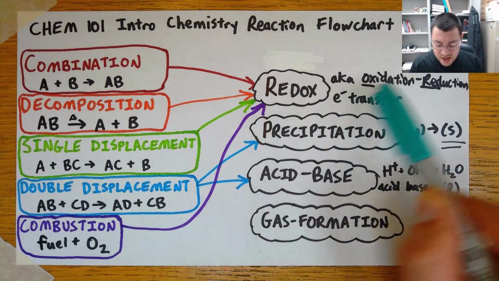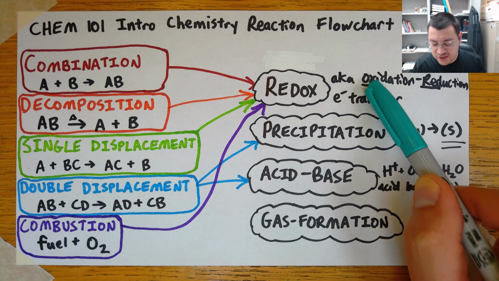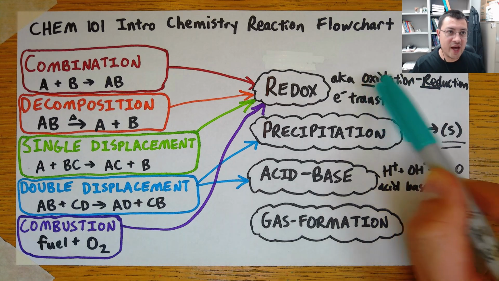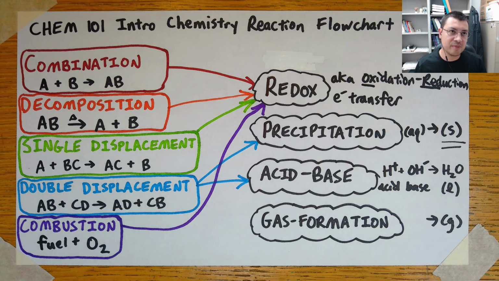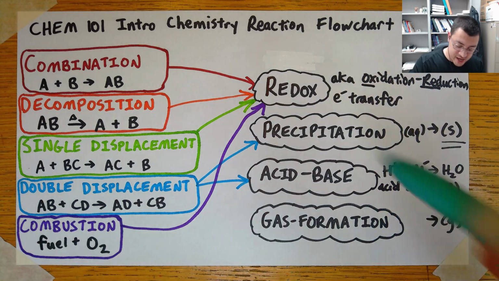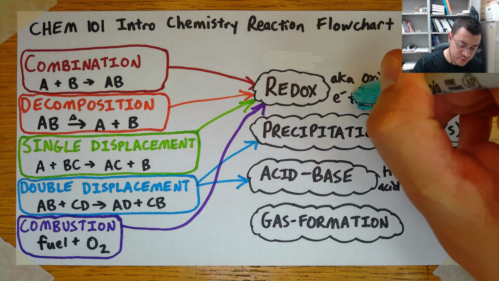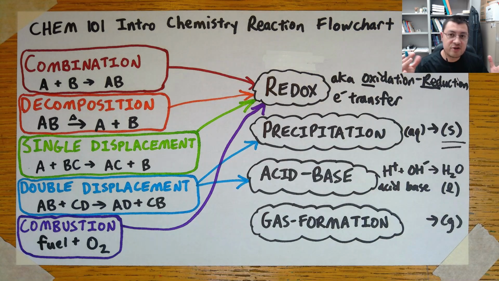What is redox? Redox is short for oxidation-reduction. Ox, red, redox, flows off the tongue perhaps a little better. Redox means electron transfer. We move electrons from one substance to another within the chemistry system so that you can make bonds or break bonds.